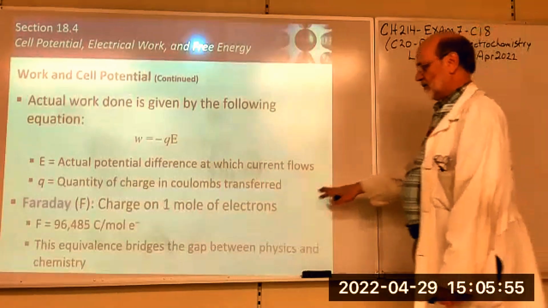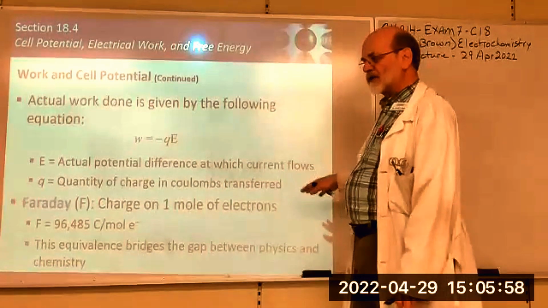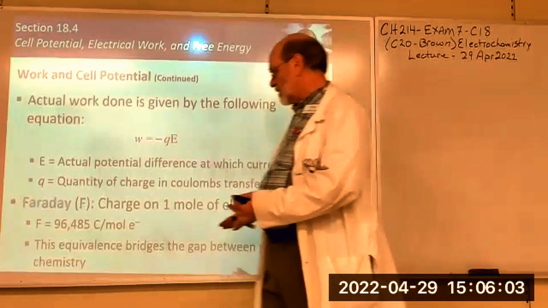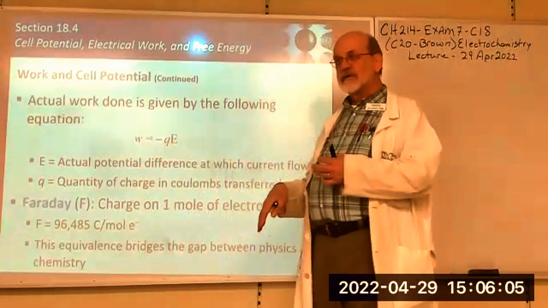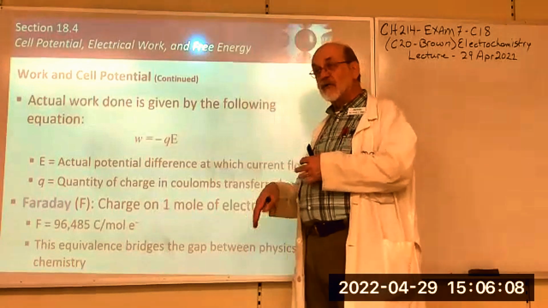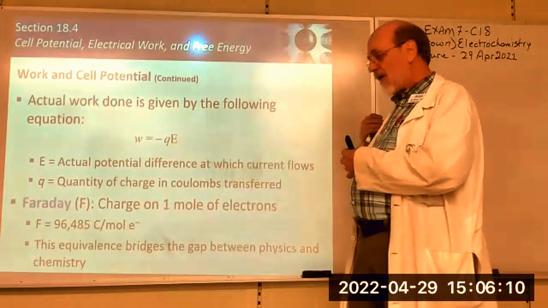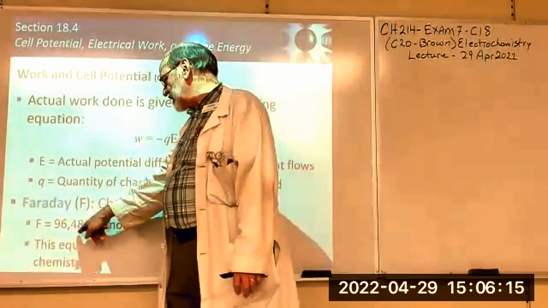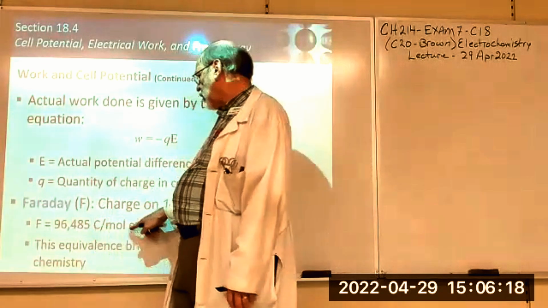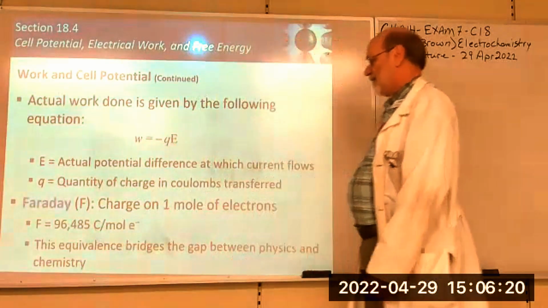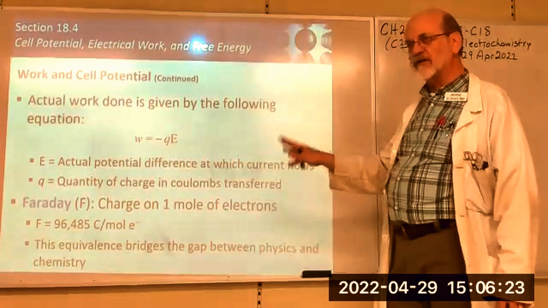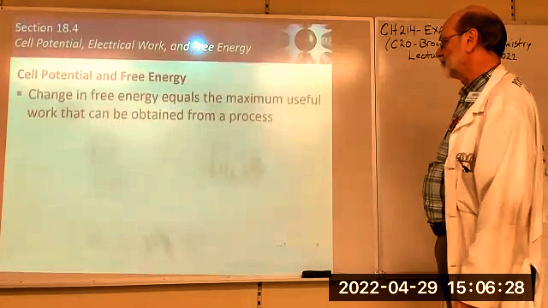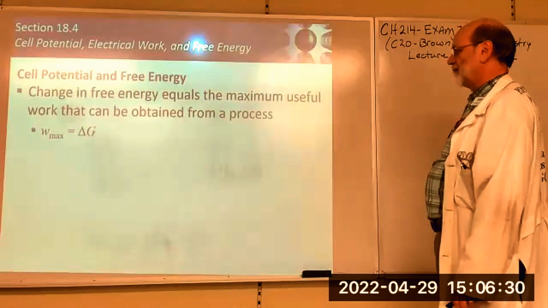Okay, here's our conversion. If you've got a stoichiometric relationship, a balanced equation, and you want to determine the charge that is associated with the movement of so many moles of electrons, then here's the relationship. 1 Faraday equals 96,485 coulombs per mole of electrons. So there's your equality, and you can use that to convert from one to the other.